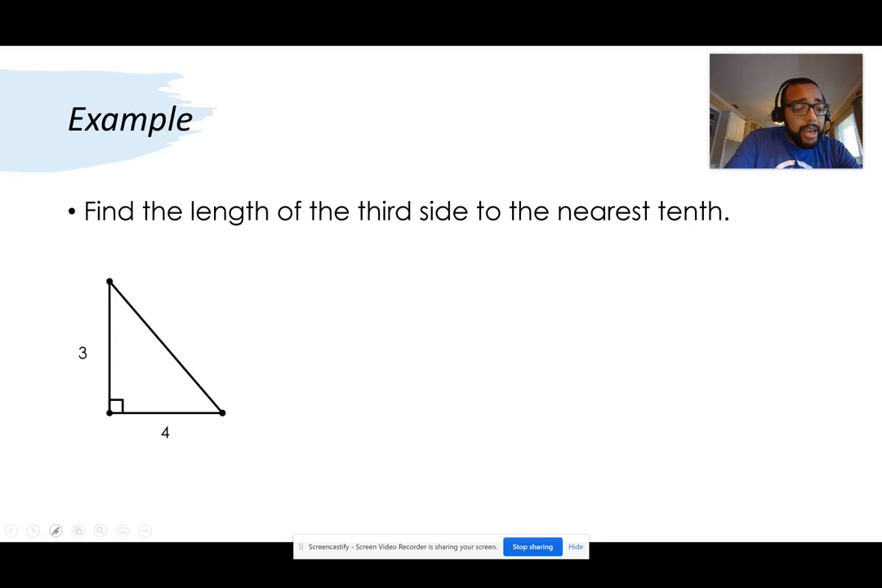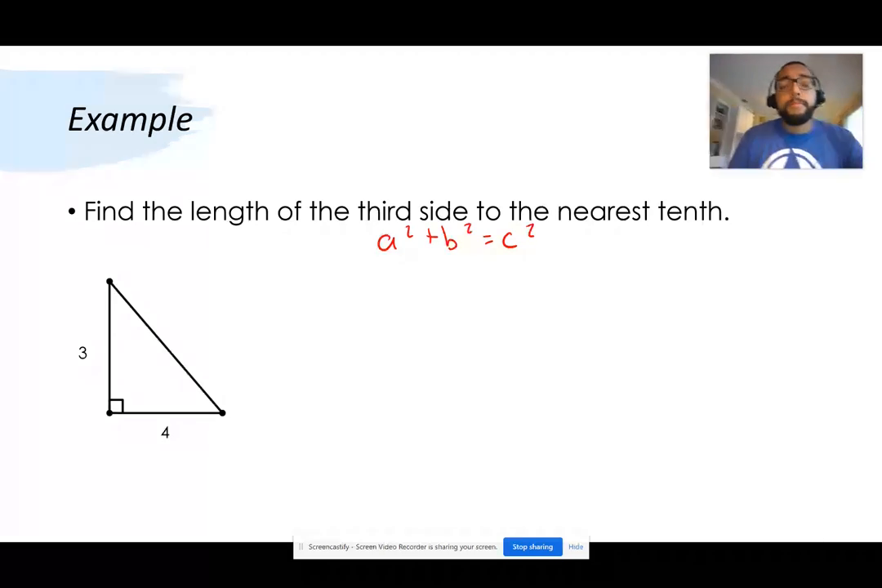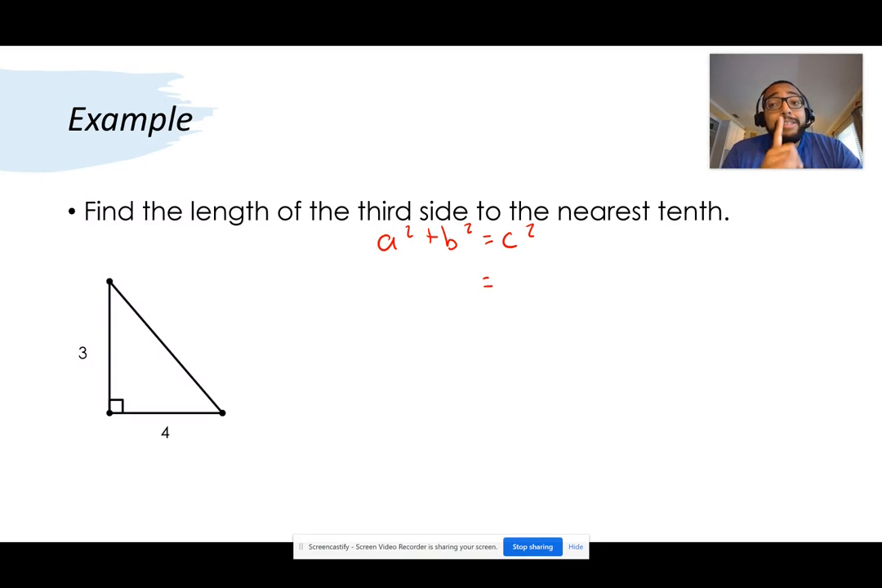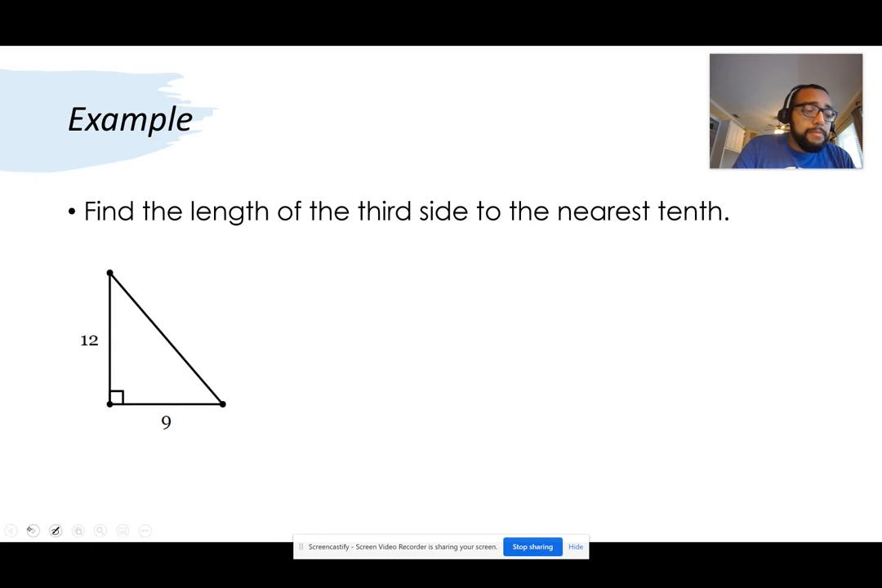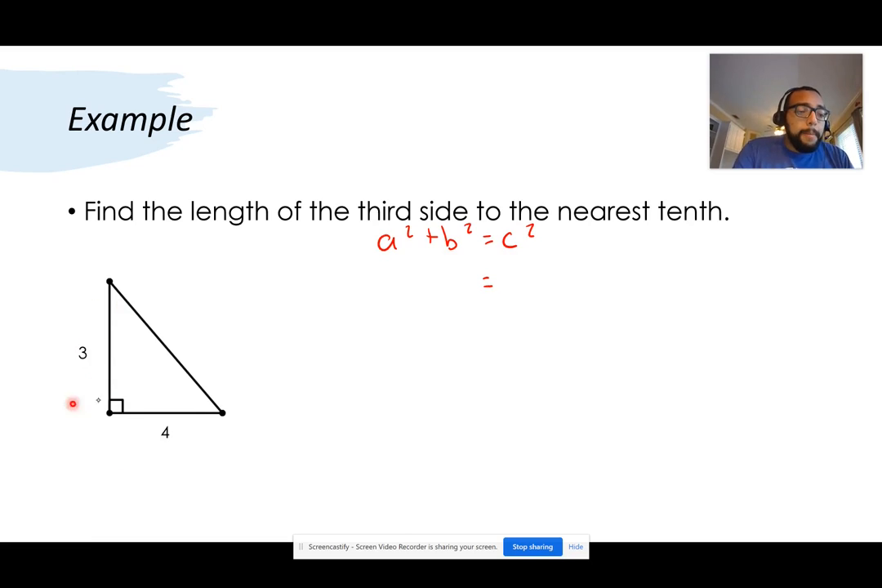In this case, I have a leg of 3, a leg of 4, and a missing side length. So again, a squared plus b squared equals c squared. I'm trying to find c, and I don't know what it is, so I can use this theorem. It doesn't really matter which side you say is a and which side you say is b, as long as the legs are a and b, you're fine.